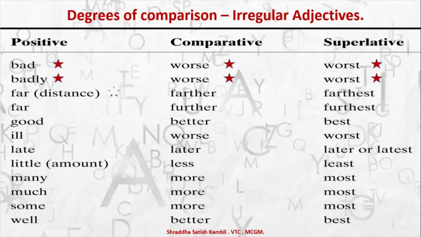Far, as far as distance is concerned, becomes farther and farthest. Now, far can also become further and furthest. Now, both these, far, farther, farthest, as well as far, further, furthest, are used for indicating distance. Okay, one is in the British kind of English and the other is in the American kind of English. Okay, that is the only difference. They indicate distance, that is the increase or decrease in the distance.